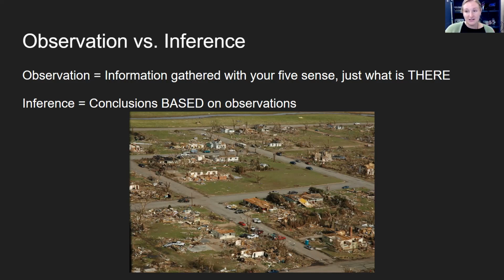An inference, that's when I'm going to take my observations and use those to come to a conclusion about what's going on. So an inference that I could make about this picture was maybe a tornado went through, or maybe a hurricane went through. So you see, observation, I was just describing what's there. And inference, that's when I'm coming to a conclusion.